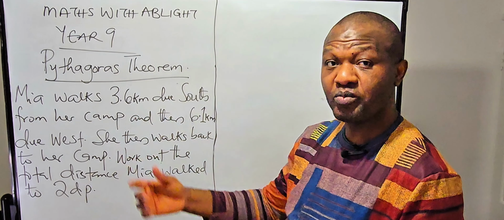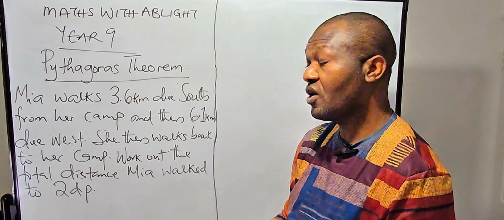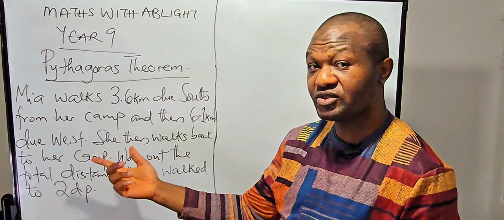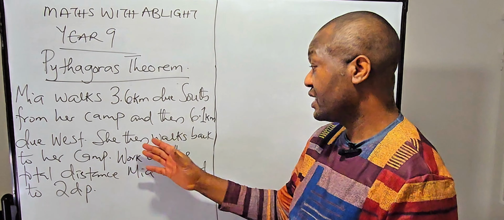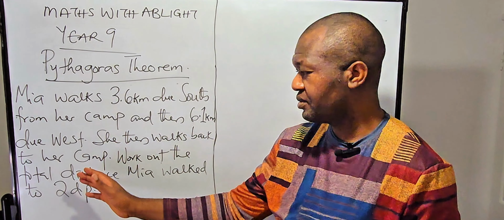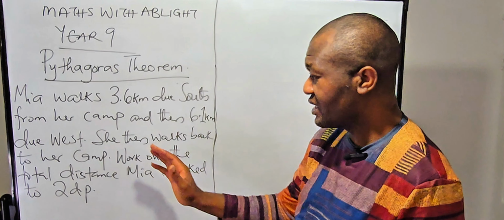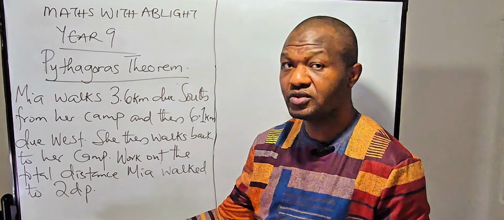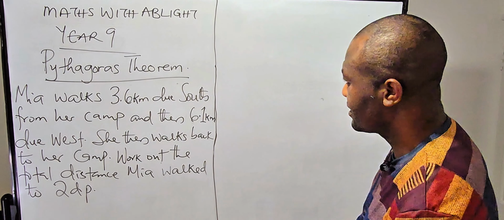Maya walks 3.6 kilometers due south from her camp and then 6.1 kilometers due west. She then walks back to her camp. Work out the total distance Maya walked to 2 decimal places.